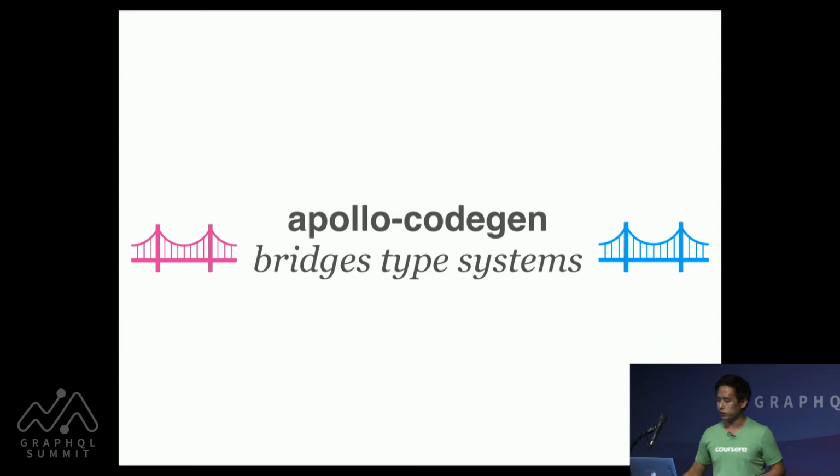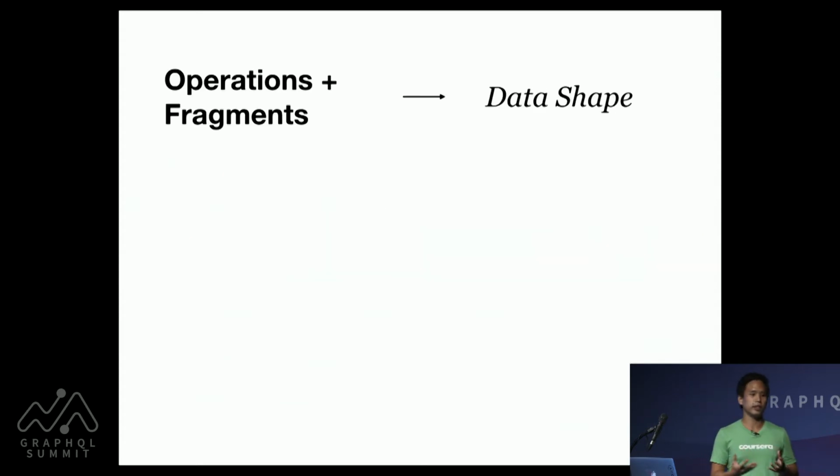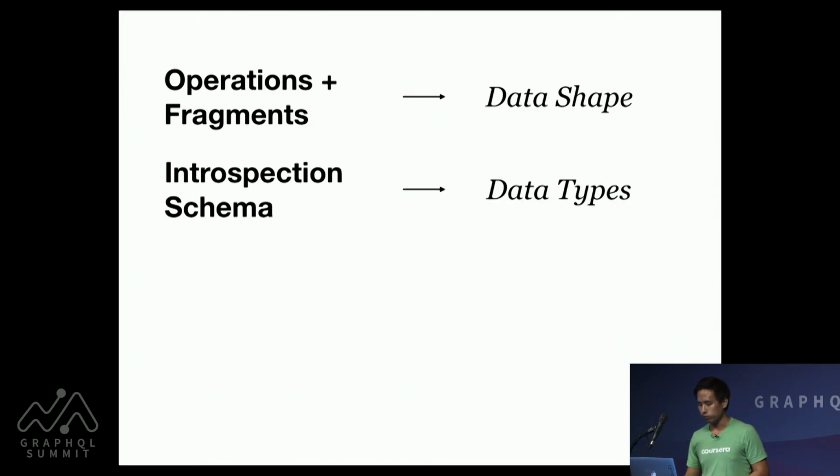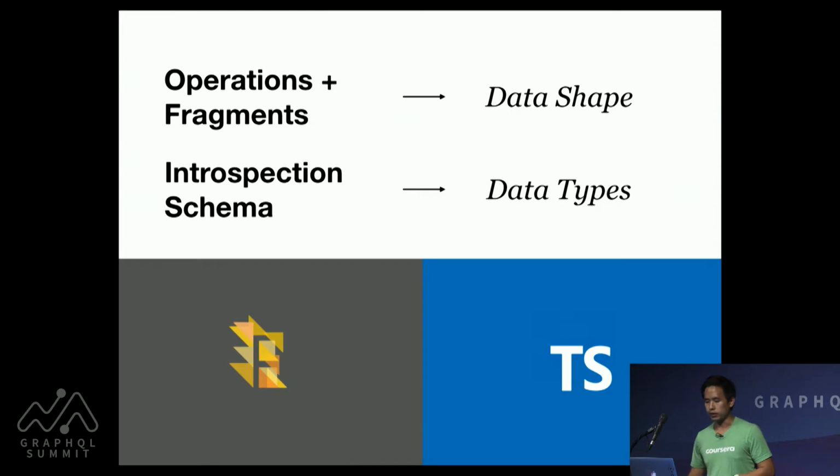So how is it able to do this? Well, in your applications themselves, you have all the information you really need. The operations and fragments that you define specify the shape of the data that you're accessing. Combine that with the introspection schema provided by your GraphQL server, and you know what the types of all those fields should be. So what I've focused on is working on the Flow and TypeScript targets for Apollo-Codegen.